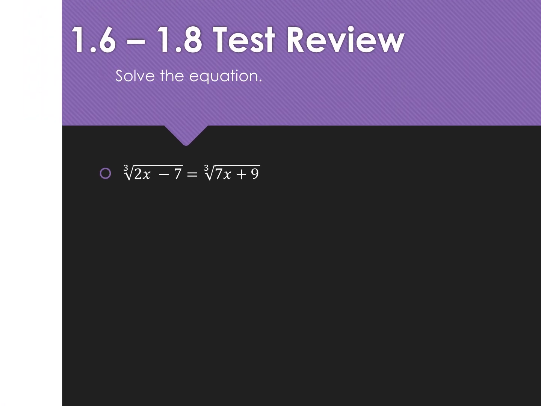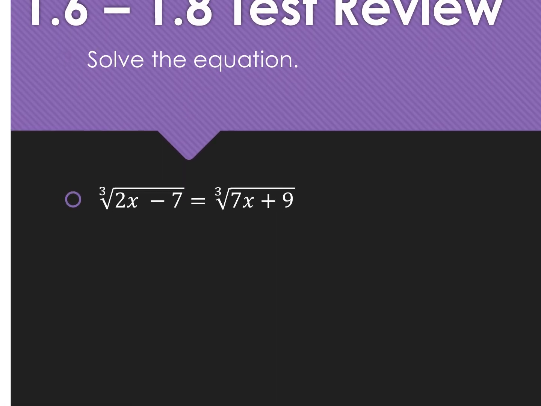All right, something like this should be super, super easy, right? I see both sides have a root with the same index. All I have to do to get rid of these is to cube both sides, right? So then the cube root and the cube are going to cancel out. And then we end up with 2x minus 7 equals 7x plus 9, all right?